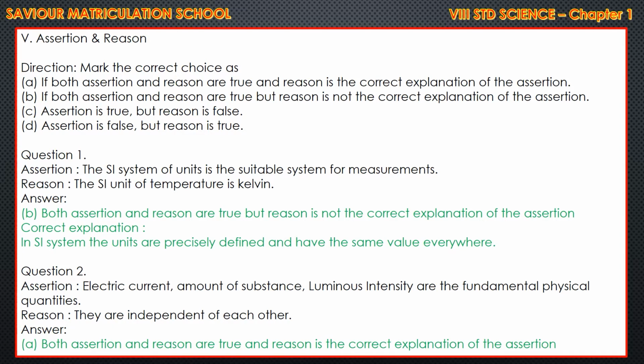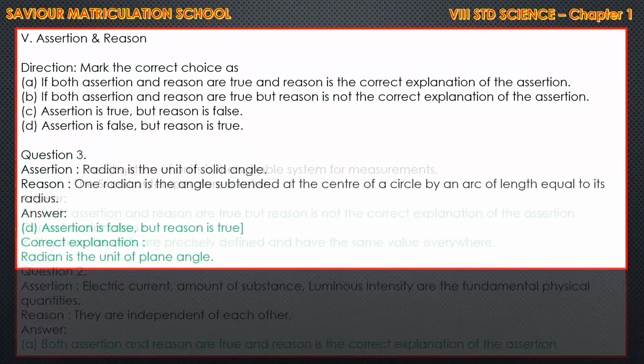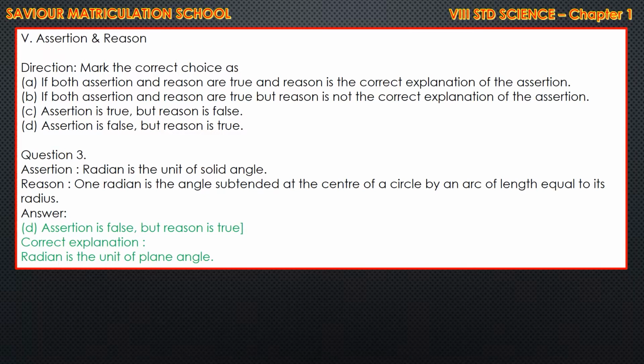Question number 2. Assertion: electric current, amount of substance, luminous intensity are fundamental physical quantities. Reason: they are independent of each other. Answer: both assertion and reason are true and reason is the correct explanation of the assertion. So option A is the answer. And third one, assertion: radian is the unit of solid angle. Reason: one radian is the angle subtended at the center of a circle by an arc of length equal to its radius. The answer is D, that is assertion is false but reason is true.